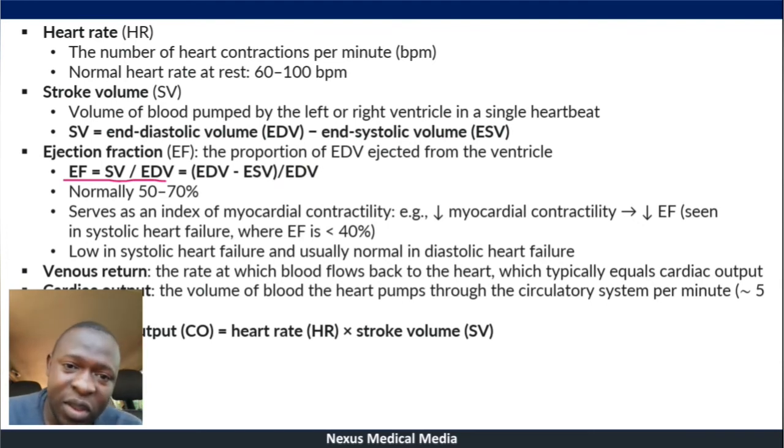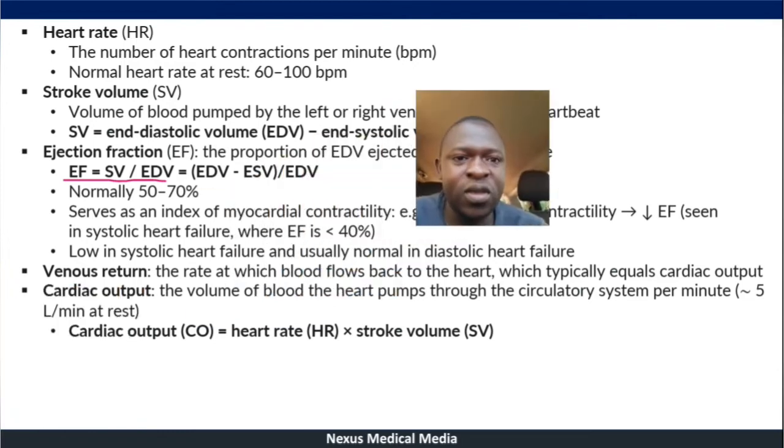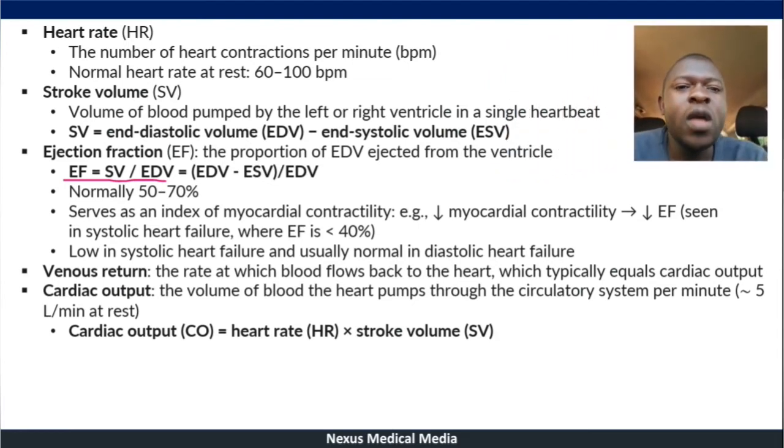So in general, under normal conditions, it's about 50 to 70%, and this serves as an index of myocardial contractility. For example, low myocardial contractility will lead to low ejection fraction, as seen in systolic heart failure, where the ejection fraction will be less than 40%, because in general it's 50 to 70. So the ejection fraction is low in systolic heart failure and usually normal in diastolic heart failure.